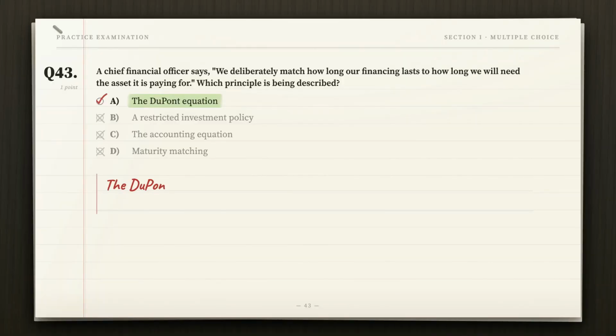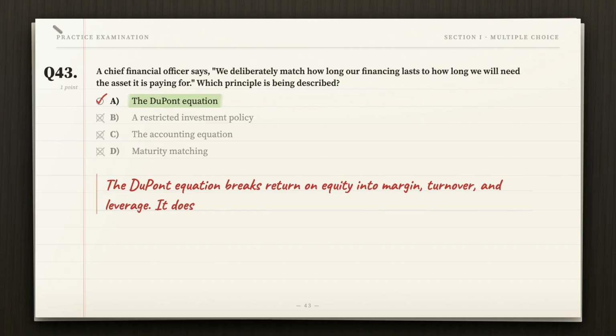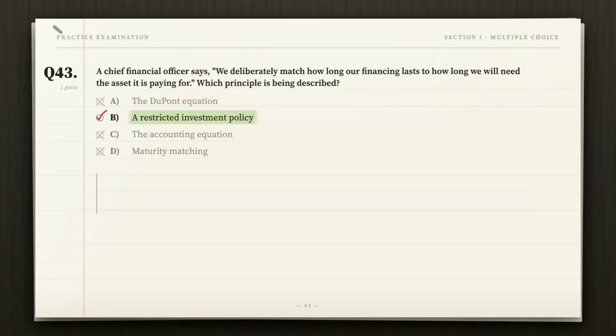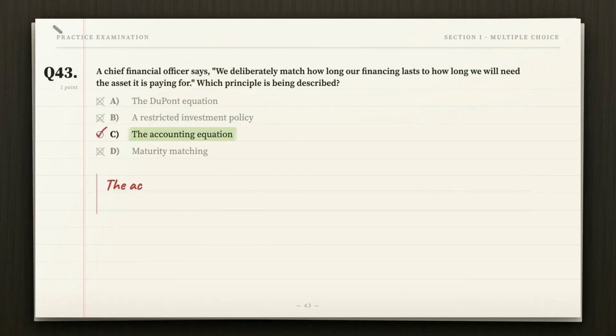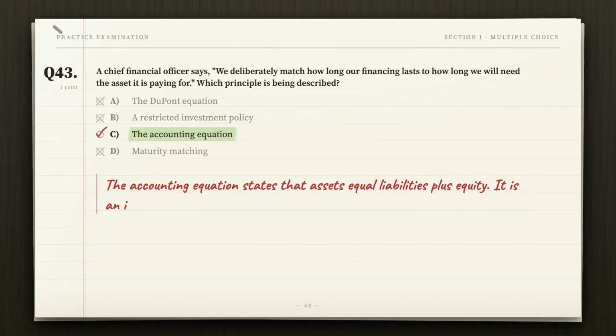A is wrong because the DuPont equation breaks return on equity into margin, turnover, and leverage. It does not describe matching financing life to asset life. B is wrong because a restricted investment policy is about holding few current assets, not about timing financing to asset life. C is wrong because the accounting equation states that assets equal liabilities plus equity. It is an identity, not a financing timing principle.